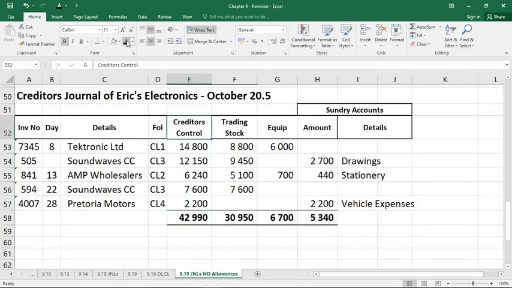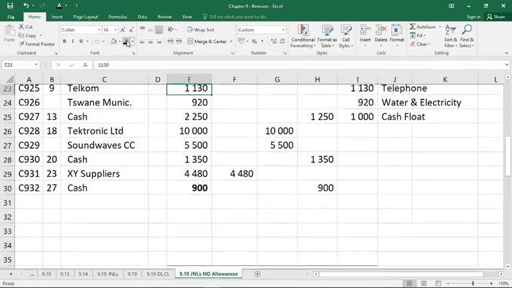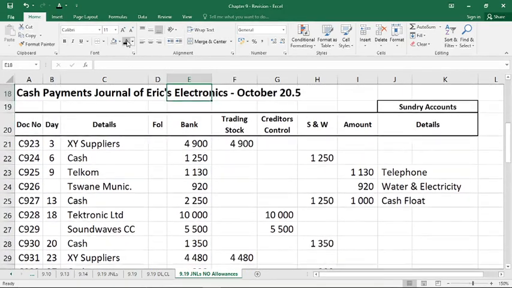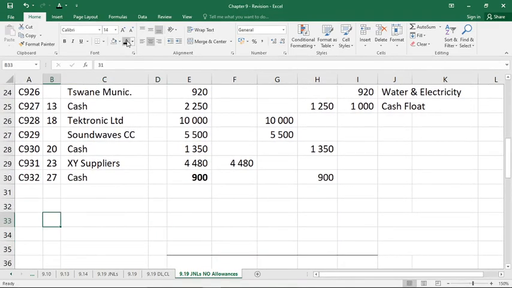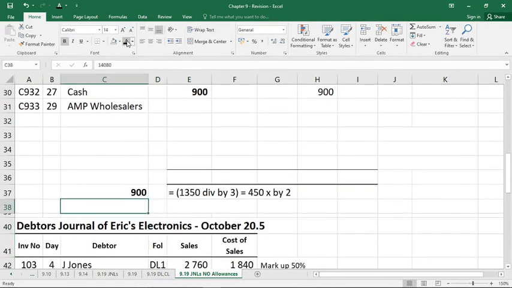Moving on to number 29, settle the account of AMP wholesalers in full by issuing a check. So once again, we are not given the value of this check. How much do we owe AMP wholesalers on this date, the 29th? That's what we're going to have to work out. We're not sure. So we need to go find out whenever AMP were mentioned.